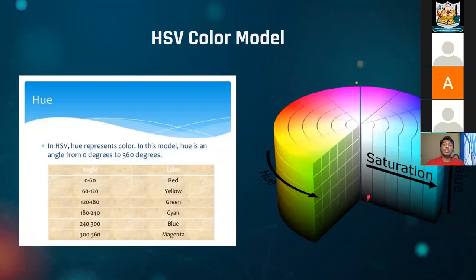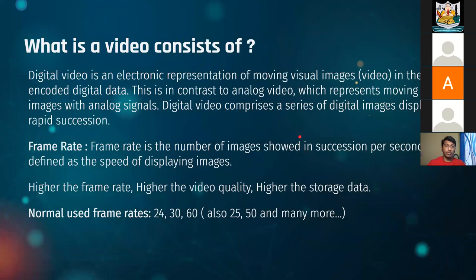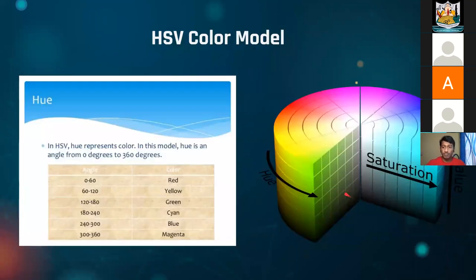If value is zero, you can see the bottom portion of this color wheel is completely black. So whatever hue, whatever saturation you put, if you give a value of zero, the color will be almost black. And if you put the value of one, it will reveal the complete color. You can see as you go higher, the color becomes brighter. This is a very light color and it becomes a bright color. In this way, hue, saturation, and value work.